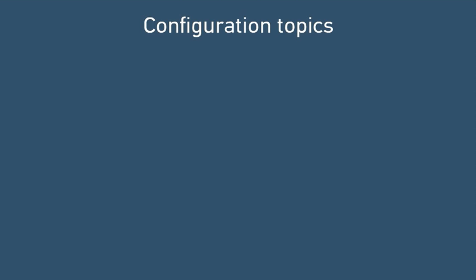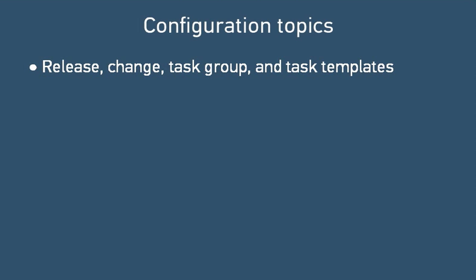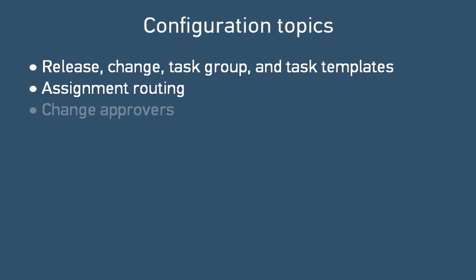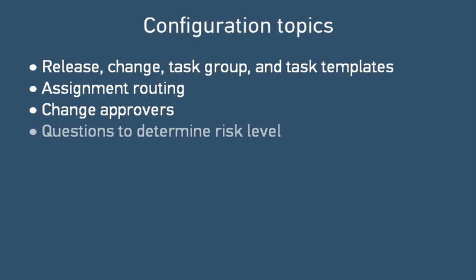The video covers these configuration topics: templates, which automatically populate fields and other information at each level of the change hierarchy; assignment routing, which automatically assigns a change or release request to a support group; change approvers, who approve and reject change and release requests; and risk factor questions, which a change coordinator answers to determine the risk level of a change request.